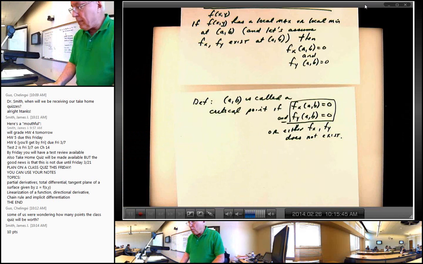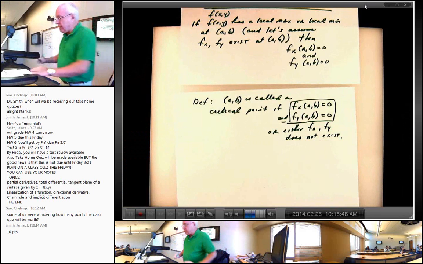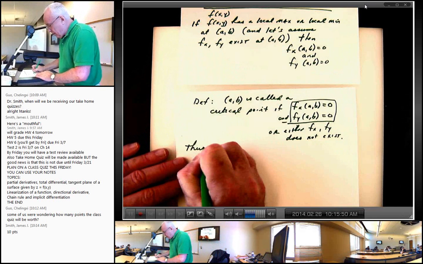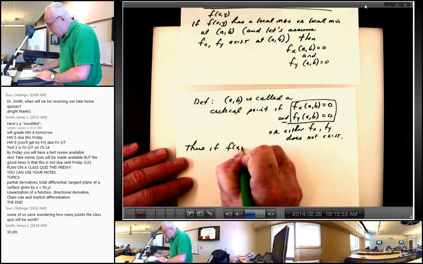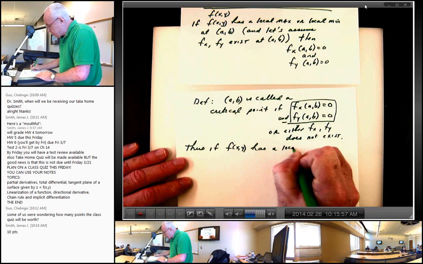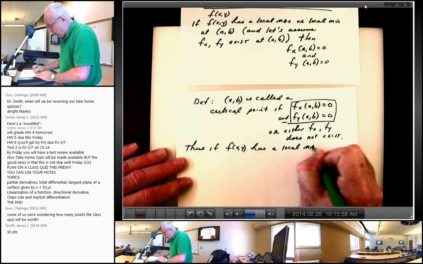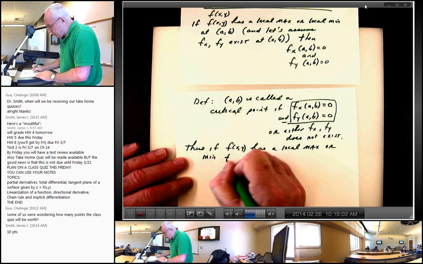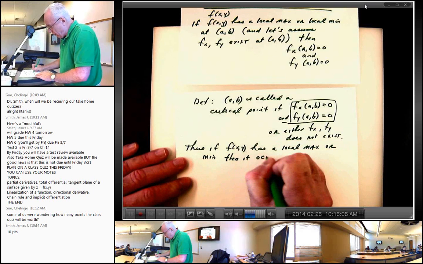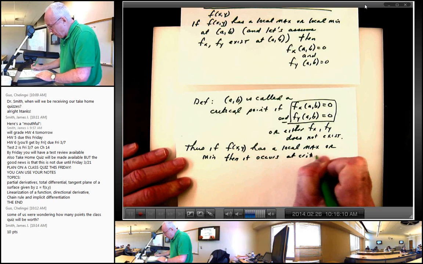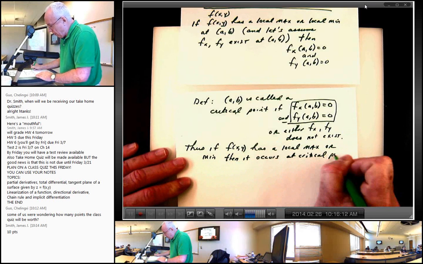So therefore, we can then conclude, put these things together. Thus, if f of x, y, a function of two variables, has a local max or min, then it occurs at critical points. Okay.